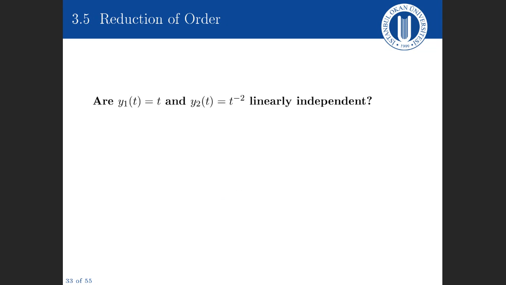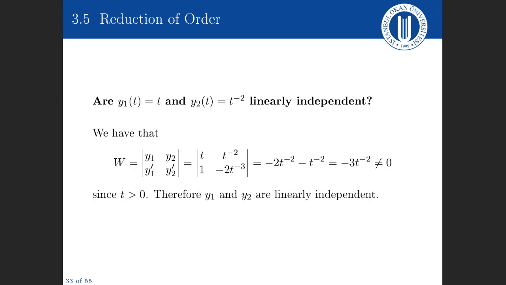Second question, are these two functions really linearly independent? To answer this, we calculate the Wronskian, and we find that W is minus 3t to the power minus 2. Because t is always positive, we can straight away say this is non-zero. So therefore, y1 and y2 are linearly independent. Two quick checks which tell us that we haven't made a mistake in our calculation.